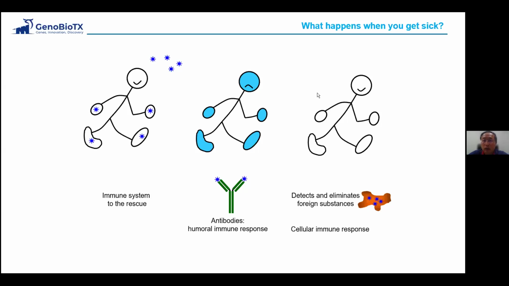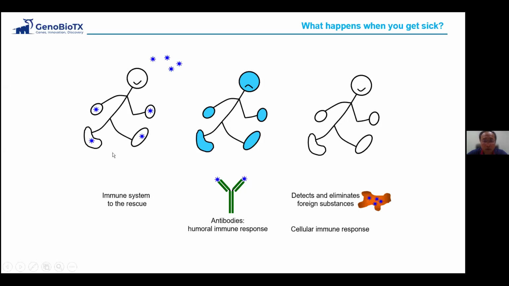So as we know, what will happen when we get sick? A healthy person, if we get infected by pathogens, no matter virus or bacteria, the pathogen will enter our body and amplify, then we get sick. Thus, our immune system will be recruited to kill those pathogens or to recognize those foreign antigens.